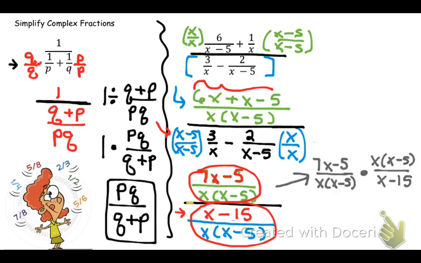So this division bar, we said multiply, and then by the reciprocal, which came out to the x minus 5 in the numerator, and then the x minus 15 in the denominator. Then we can cross cancel. So we're left with 7x minus 5 over x minus 15. And now we are finished.